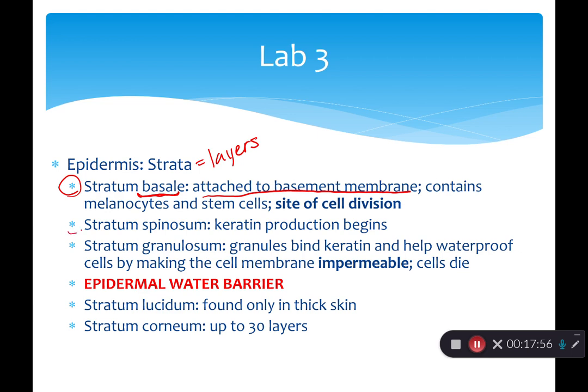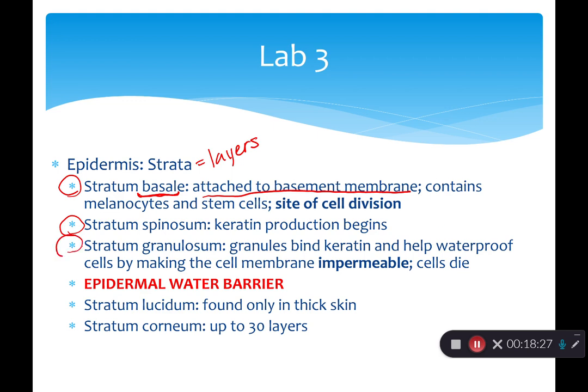So the next layer is called the stratum spinosum. The stratum spinosum, in a lot of your skin, is the thickest layer. And this is where keratin production begins. They named it that because the cells looked spiky, but what they discovered was that was only when the cells were dead and put on a slide. The keratin kind of spiked the cell membranes, but the name stuck.